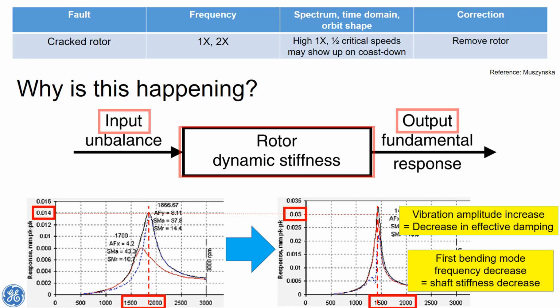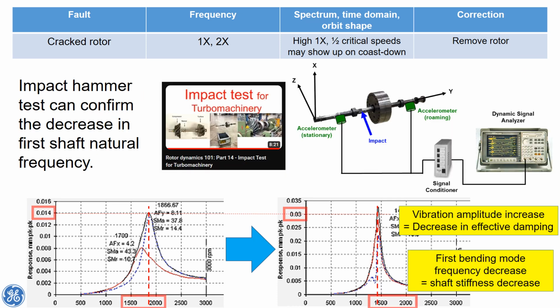As you could imagine, if the shaft stiffness changes due to a crack, the output rotor response will change with the same amount of imbalance. The impact hammer test can confirm the decrease in shaft natural frequency. For your reference, the Part 14 video shows detailed steps on how to perform the impact hammer test.